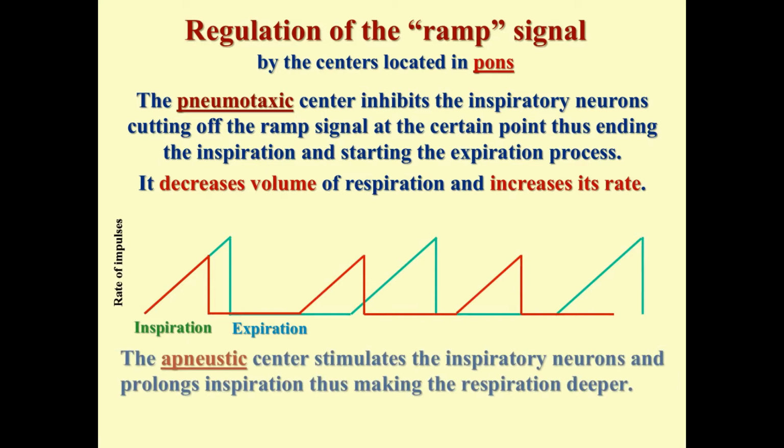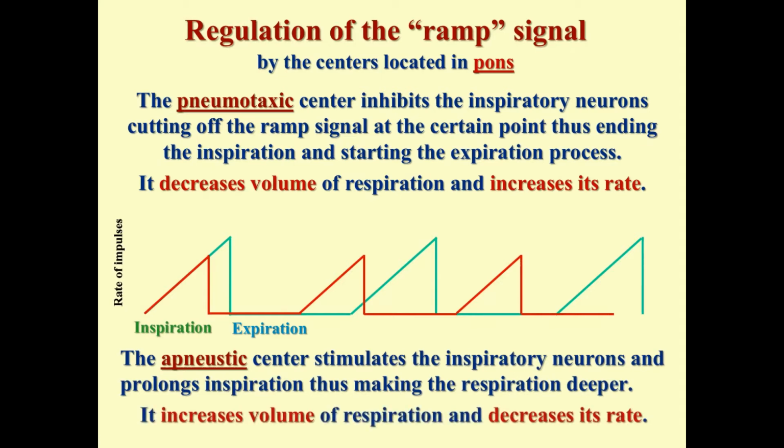But we have the opposing center, the apneustic center, that stimulates the inspiratory neurons and thus prolongs inspiration. Then respiration becomes deeper, and the volume of respiration increases while the rate decreases. Let's observe this with a blue line. The inspiration goes longer and deeper, and the next one as well. Also observe that the angle of velocity of inspiration can also be increased by regulation. This picture doesn't show it, but we can regulate not only the duration but the velocity of these changes.